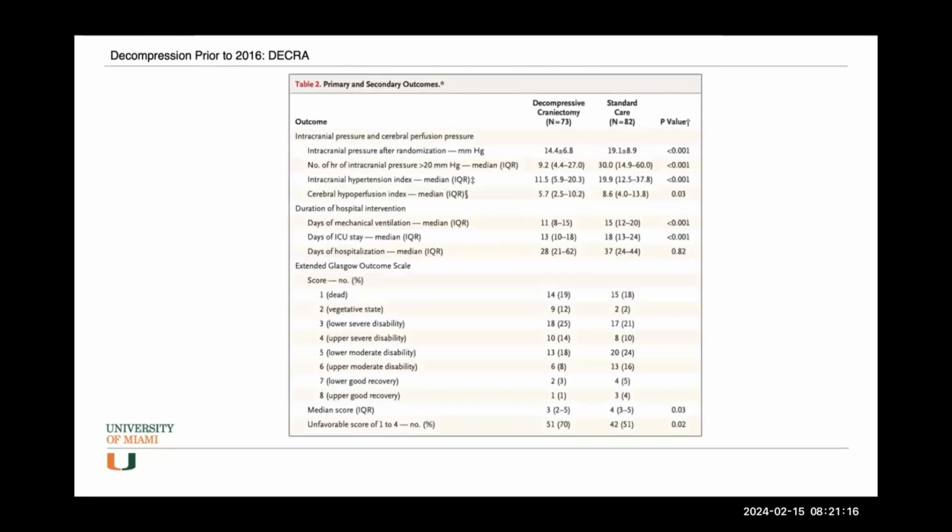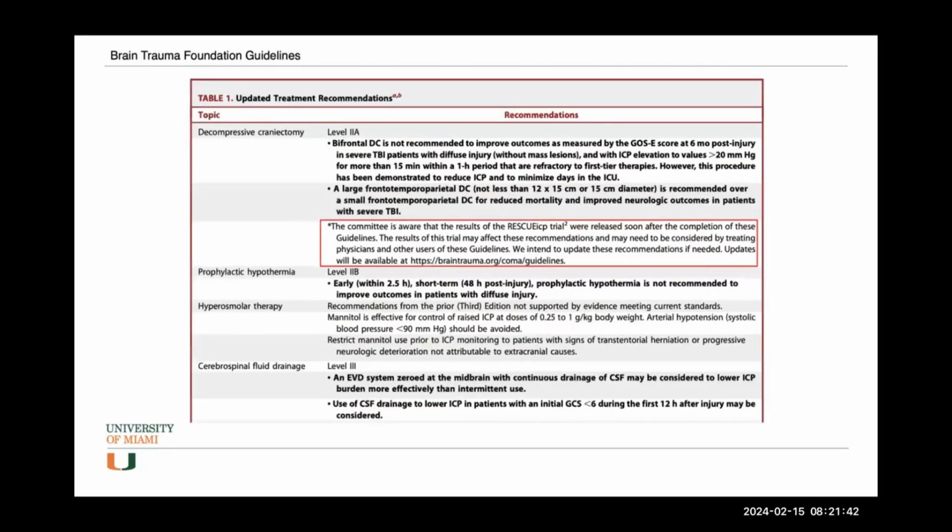So when you look at the extended Glasgow Outcome Scale, the lower 4 scores, meaning severe disability, a vegetative state, or death, had a higher prevalence for patients who actually ended up undergoing surgery than patients who didn't. But despite that, the recommendation was that for early ICP interventions, bifrontotemporal decompression could reduce ICP, but not cause an improvement in outcome long term.